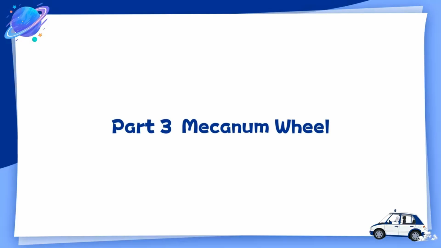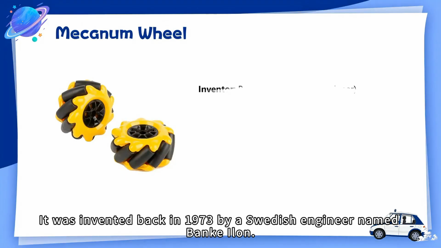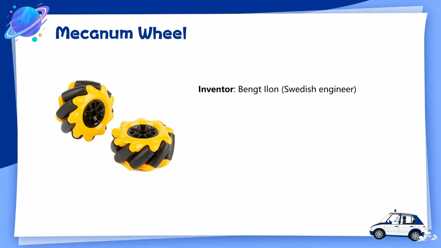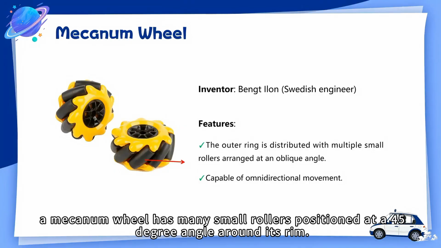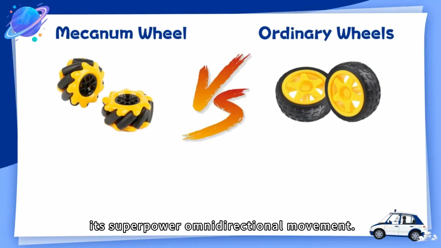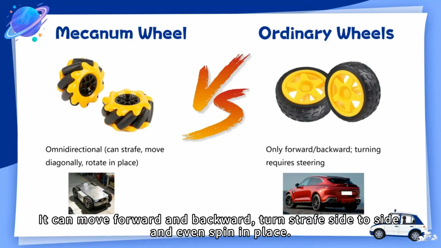Part 3. Mecanum Wheel. Now, let me introduce a truly magical design, the Mecanum Wheel. It was invented back in 1973 by a Swedish engineer named Bengt Ilon. Unlike standard wheels, a Mecanum wheel has many small rollers positioned at a 45-degree angle around its rim. Its superpower: omnidirectional movement. This means our car can do things ordinary cars can't. It can move forward and backward, strafe side to side, and even spin in place.